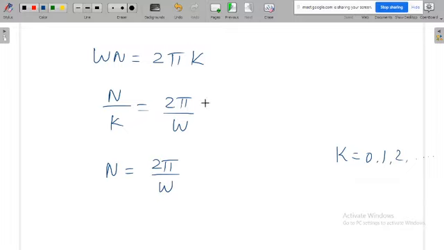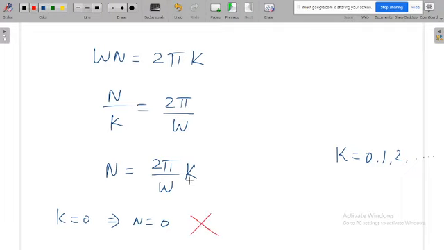But out of all these k, which k is valid? I can put 0, 1, 2, 3, like that. But when I put k is equal to 0, n will become 0. Just we are analyzing. But the time period cannot be 0, because time period means it is the smallest positive quantity. It cannot be 0. Again, we cannot put k is equal to 0.